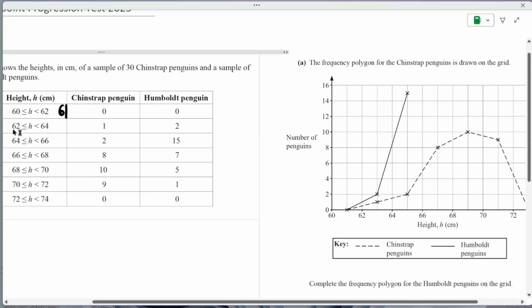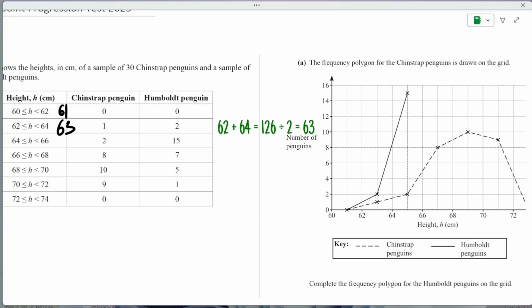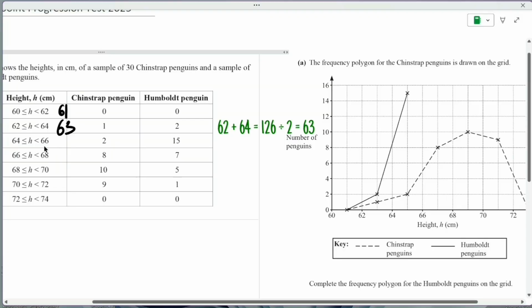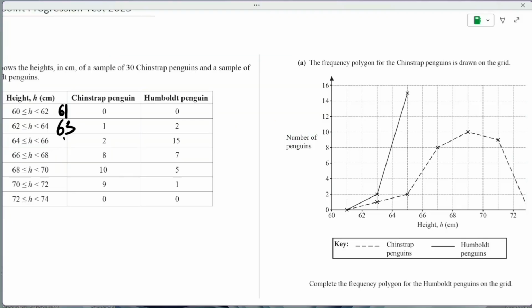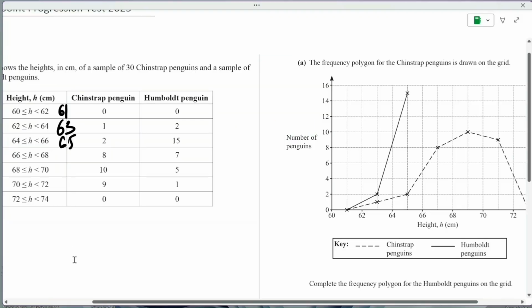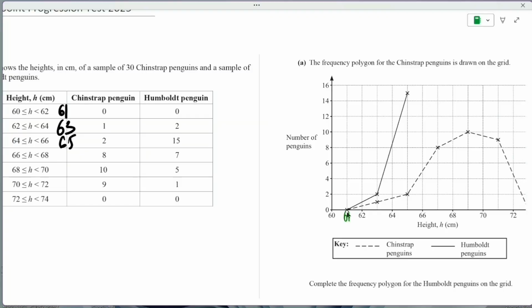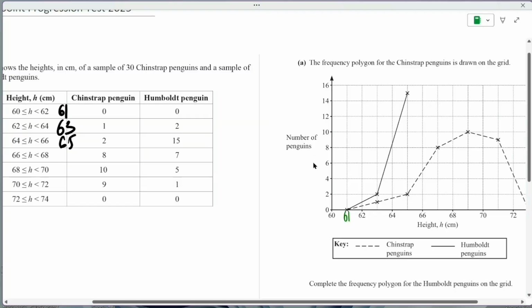The second one has 62 and 64. You add them together and divide by 2, finding the midpoint at 63. And so on down that way. In between 64 and 66 is 65. Then you go down and complete the rest. But looking at the table, 61 for the Chinstrap is 0. You have 60, you have 62. In between both of them, you have 61. And you have a mark on 0 as regards the number of penguins at height 61.